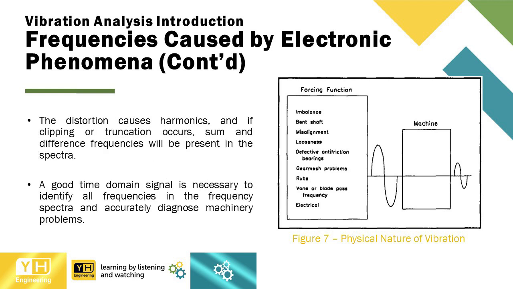The distortion causes harmonics, and if clipping or truncation occurs, sum and difference frequencies will be present in the spectra. A good time domain signal is necessary to identify all frequencies in the frequency spectra and accurately diagnose machinery problems.